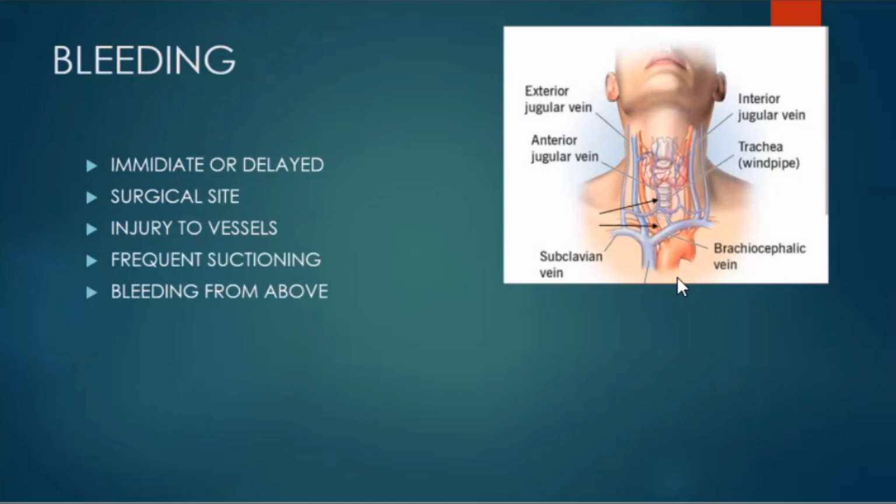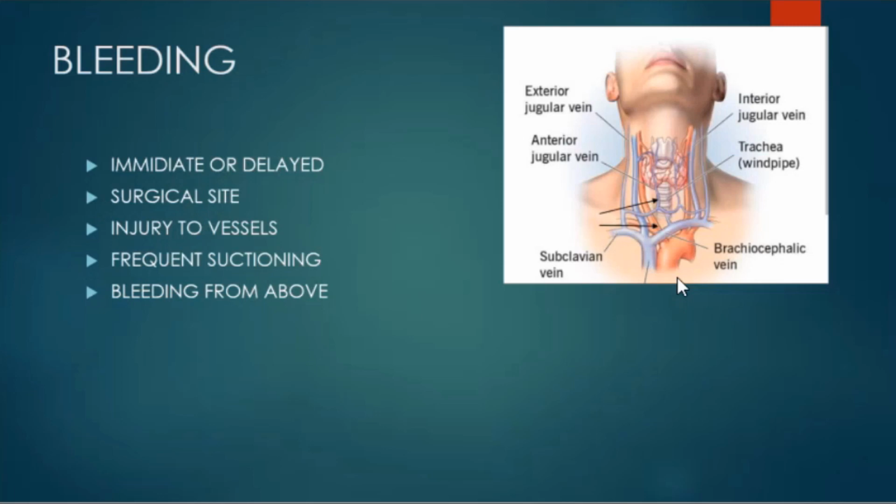Bleeding. So bleeding can be categorized into immediate causes and delayed causes. The immediate cause is following the surgery. Usually, as you can see, the anterior jugular veins come in the way of tracheostomy, and they are usually secured and ligated by the surgeon. There can be mild ooze around the tracheostomy site. So this ooze can be controlled by a constant pressure for around 5 to 10 minutes.